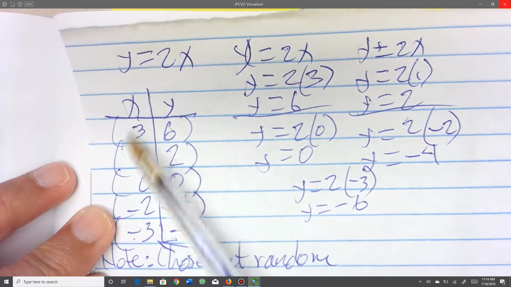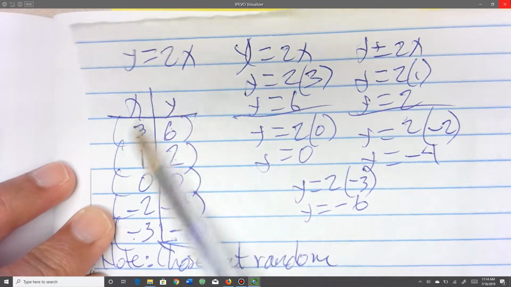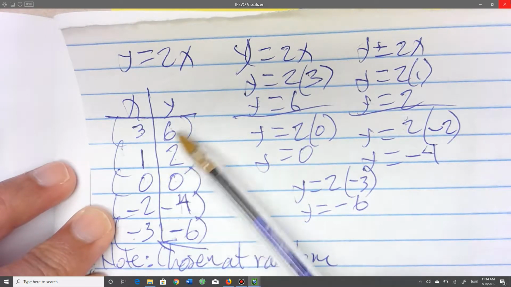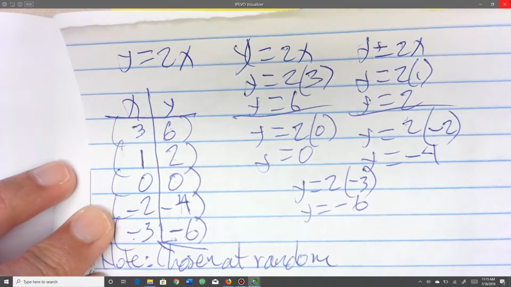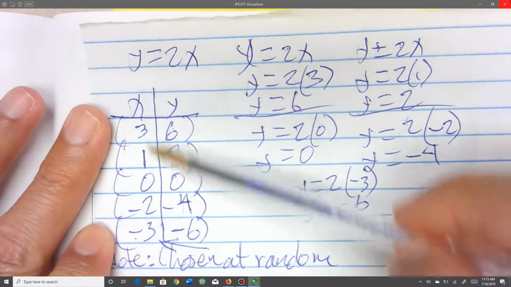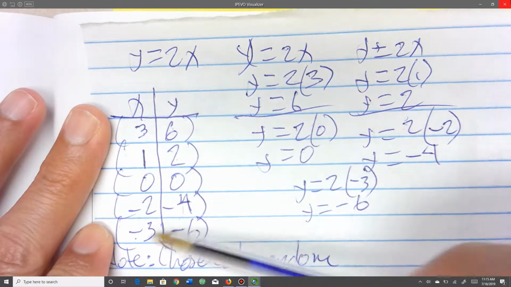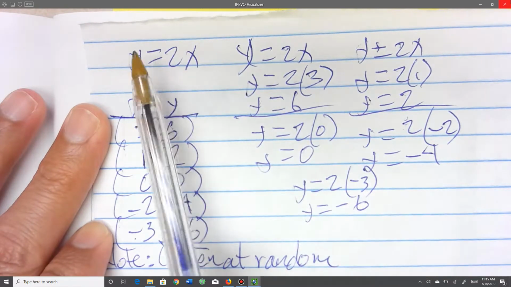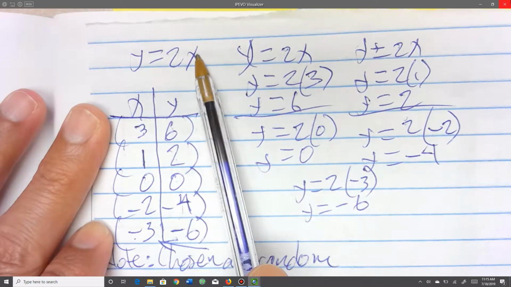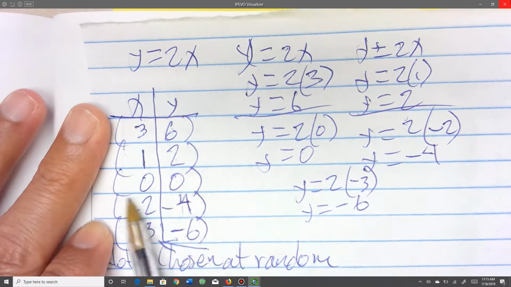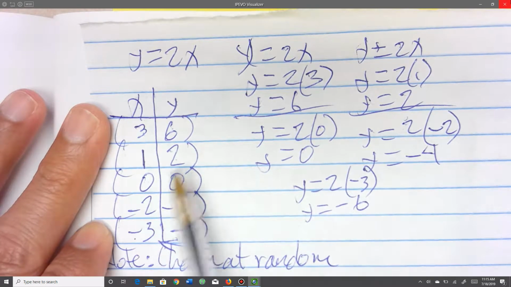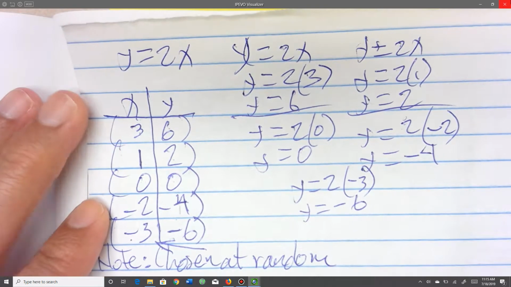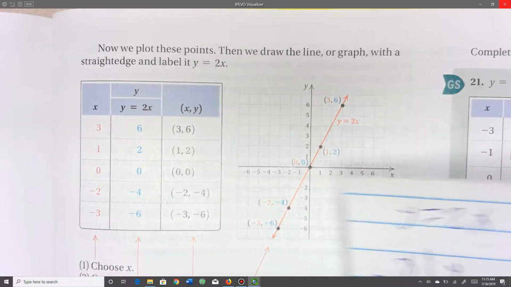Choosing ordered pairs at random. See, that's how you do it at random. That's how you choose points at random, or ordered pairs. You get random values for x first. Choose the smallest ones you can and substitute into the equation they gave you. Do that for each ordered pair and you should be able to find the y variable. Okay, so now we have that, and now we're ready to plot them.